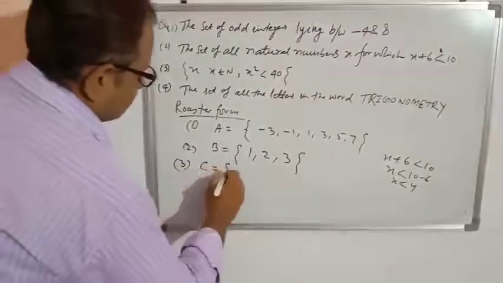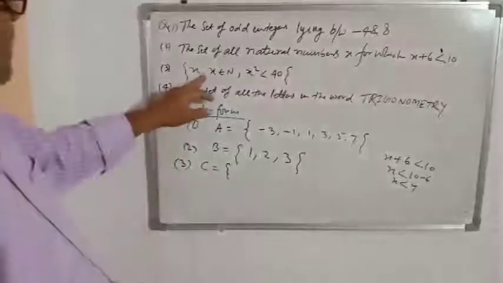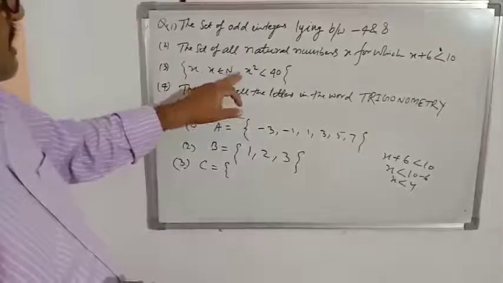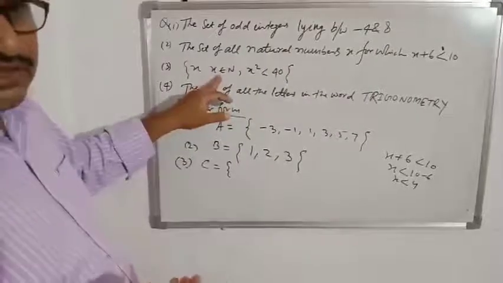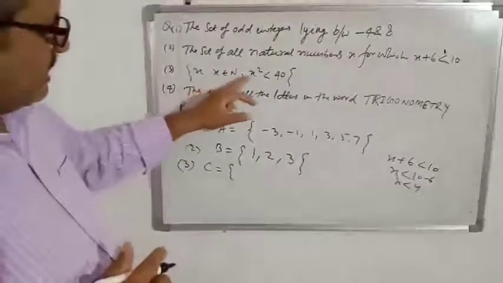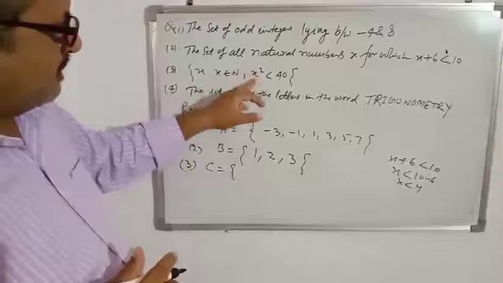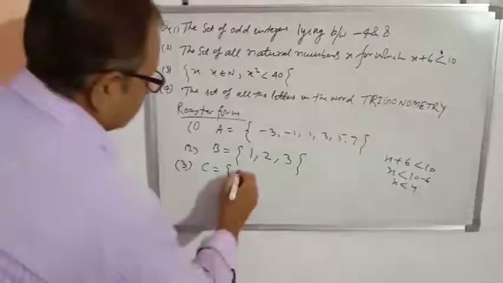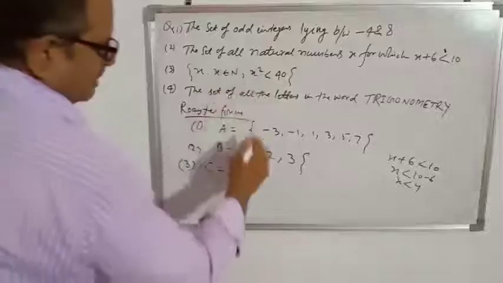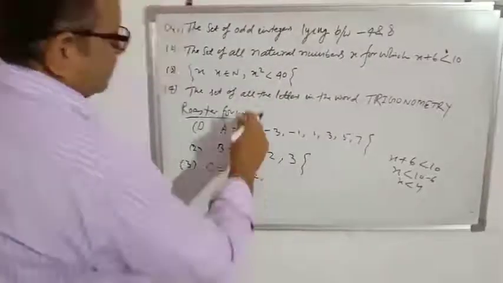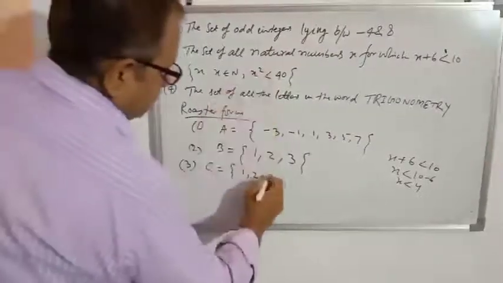Suppose it is the set C. x such that x is a natural number, but the condition is that x square is less than 40. Natural numbers are 1, 2, 3, 4, 5 up to infinity. So take x equal to 1. 1 square will be 1. 1 is less than 40. So 1 will be one element. Now put x equal to 2. 2 square is 4. It is again less than 40. 3 square 9, again less than 40.